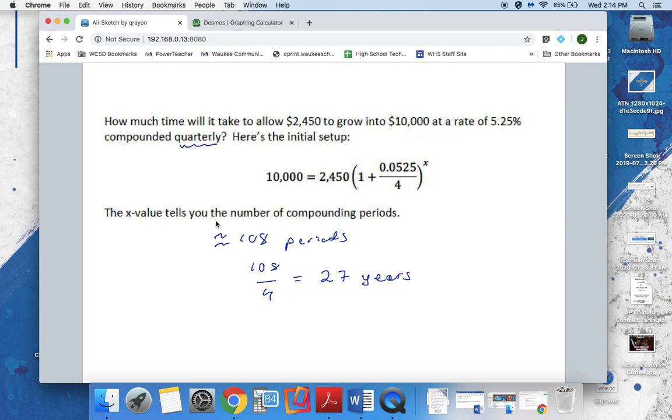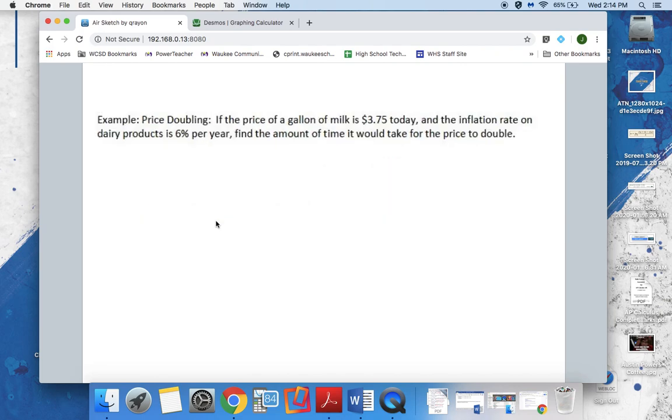Okay, let's take a look at another example where we could look at this as doubling of the price. It seems like, you think about the rate of postage stamps or something like that. The joke used to be that they would double the price every other weekend. Well, they haven't done a lot of price raising, fortunately, in recent years. It's been pretty incremental, but I remember when postage stamps were 10 cents a piece, and now they're 50 cents each, and holy moly. So if the price of a gallon of milk is $3.75 today, and the inflation rate is 6% per year, how long is it going to take for that price to double?